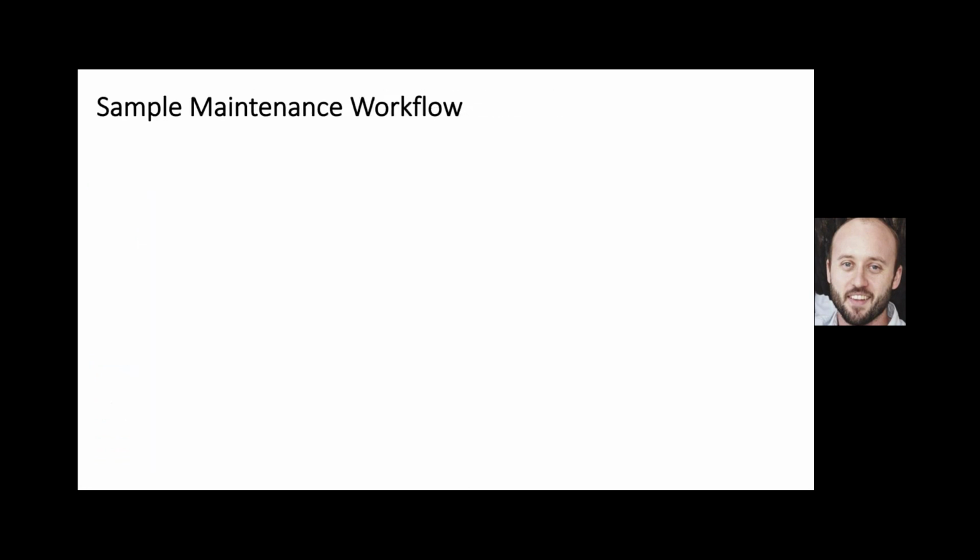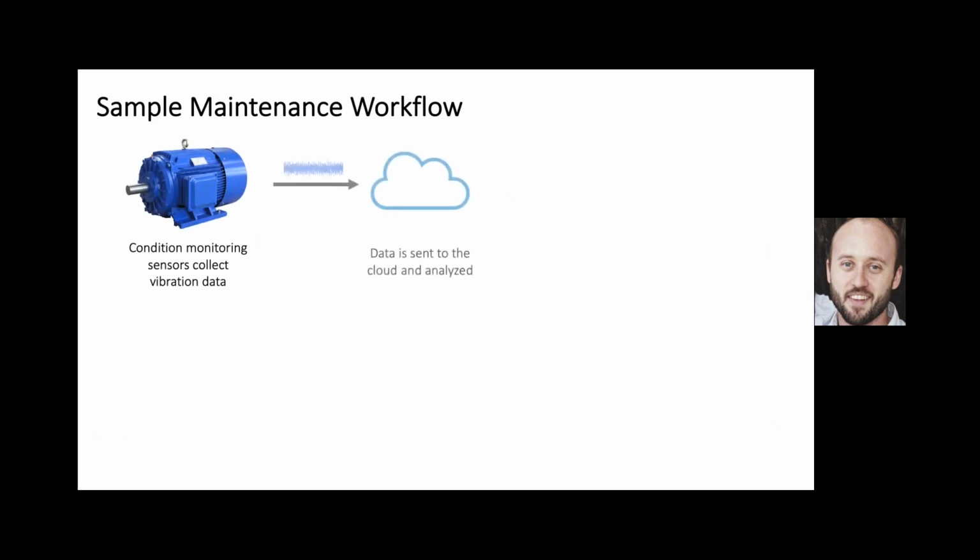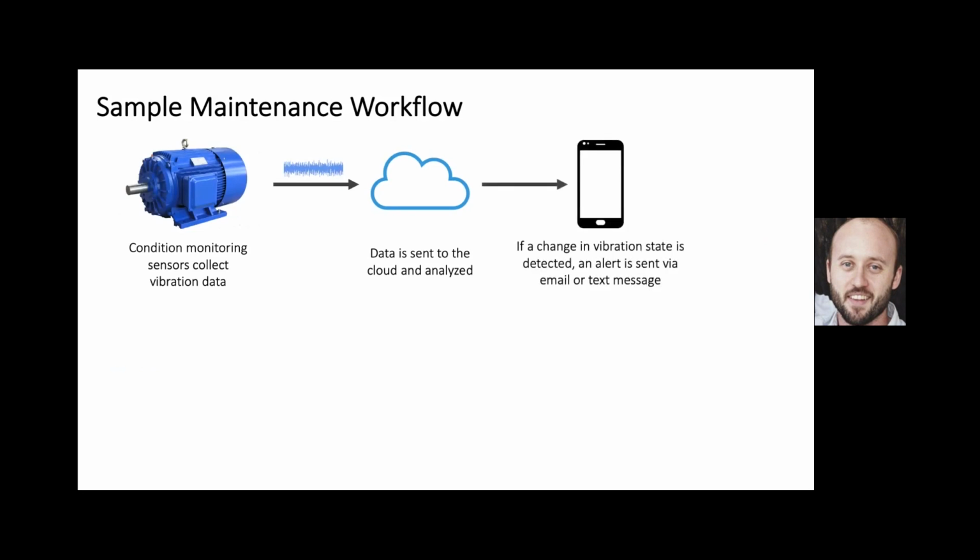So to put this all together, here is a high-level look at what a maintenance workflow would look like with a condition monitoring solution enabled. We would install our condition monitoring hardware on an asset, and it's going to monitor and collect that vibration data. That data is going to be processed maybe on the device or processed elsewhere off the device, like maybe in the cloud. And then if we detect a change or believe that there's a fault, we're going to issue an alert and send a notification, maybe via email or text message, to a maintenance manager or whoever is in charge of operations.